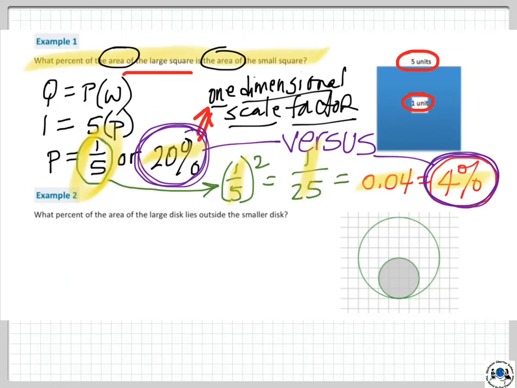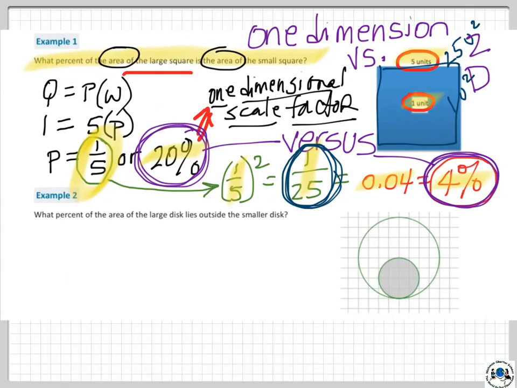You could have done it differently. Maybe you found the areas first. You could have found that the area of the large square was 25 square units versus 1 square unit. It's pretty easy to see that. Here we have one unit squared, and we'd have 25 units squared. It's pretty easy to see that this smaller square is 1/25 of this larger square. A couple of ways to do it. I like doing it the one-dimensional way. It's pretty quick, and all I need to do is square my answer. So, one-dimensional versus 2D. That's the way I approached it.